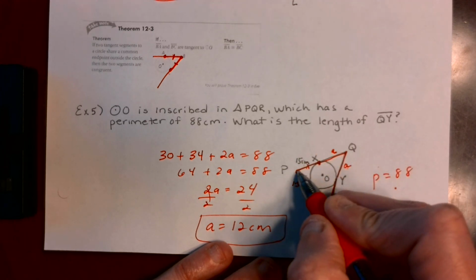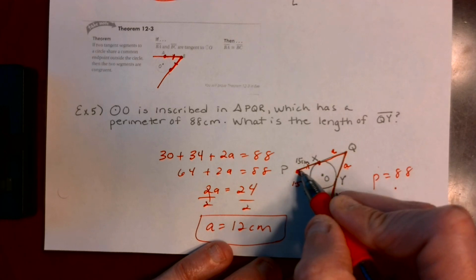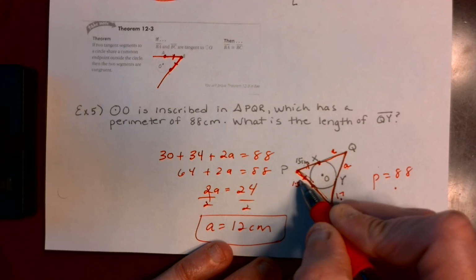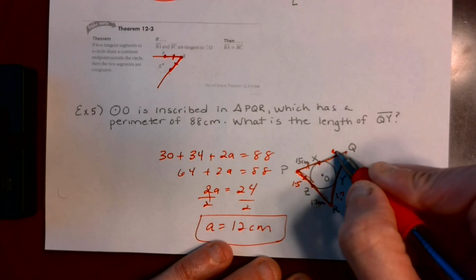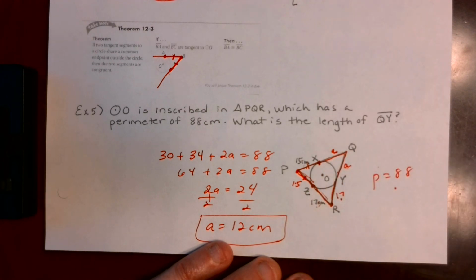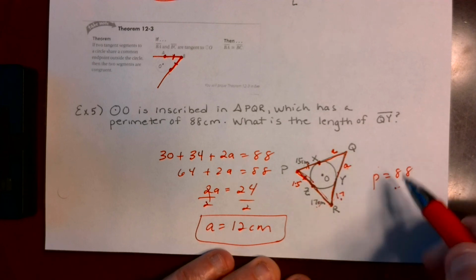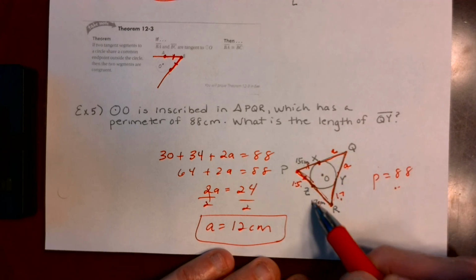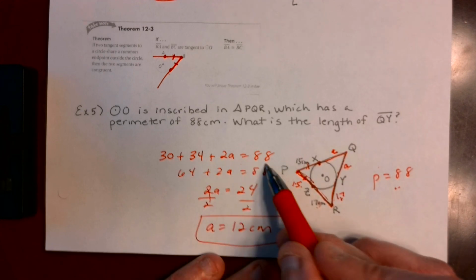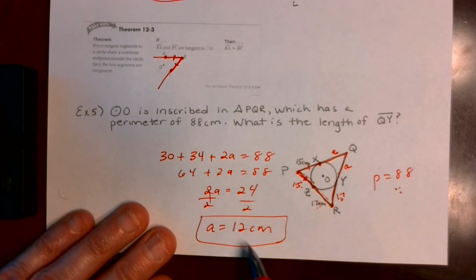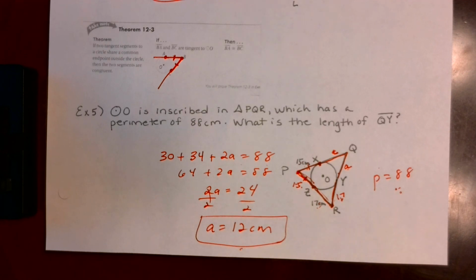The same thing works on each corner. This point and this, or this segment and this segment are the same. Well, then likewise, this one and this one are also the same, so that's also an A. So when we add up all the sides, we get 30 plus 34 plus 2 A's equal the 88. Go ahead and solve, and you find out that A is 12 centimeters.